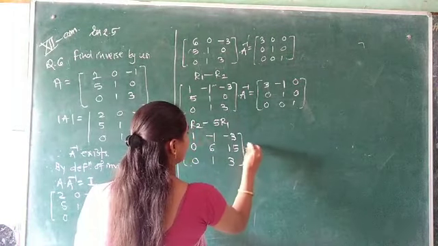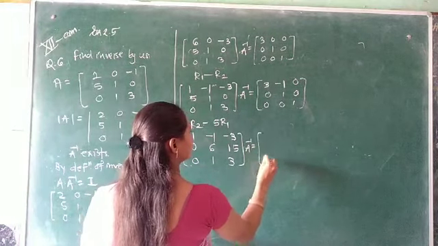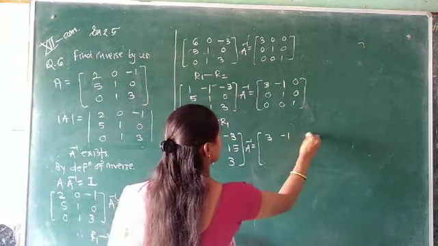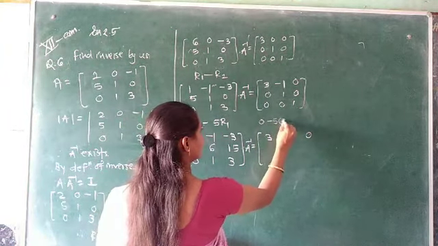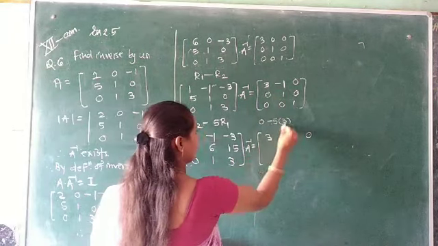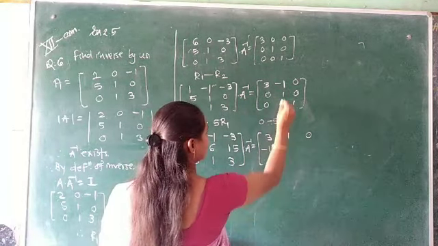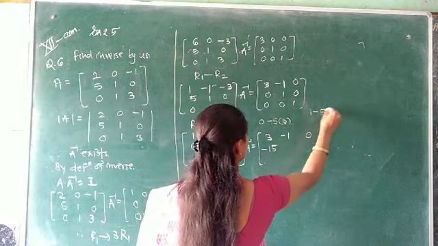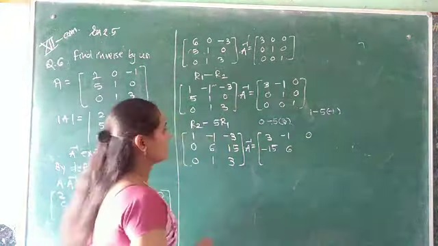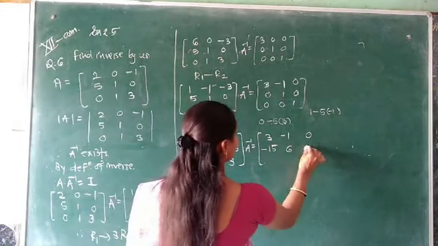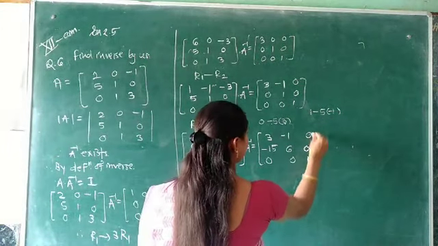Into again A inverse is equal to 3, minus 1, 0. Now look at here, 0 minus 5 into R1, that is 5 into 3, minus 15. Next 1 minus 5 into minus 1, minus minus plus 5, since it is 6. 0 minus 0, 0, 0, 0, 1.